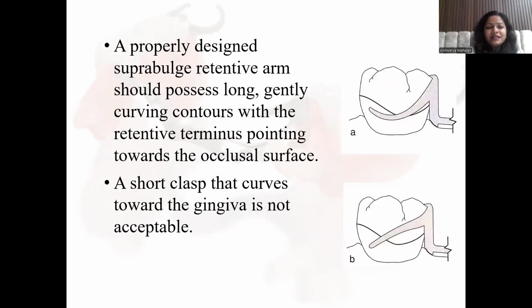A properly designed suprabulge retentive arm should possess, as we can appreciate here, a long, generally curving contour with the retentive clasp terminal pointing towards the occlusal surface. A short clasp that curves toward the gingiva is not acceptable. As we can see, this is an unacceptable clasp assembly.